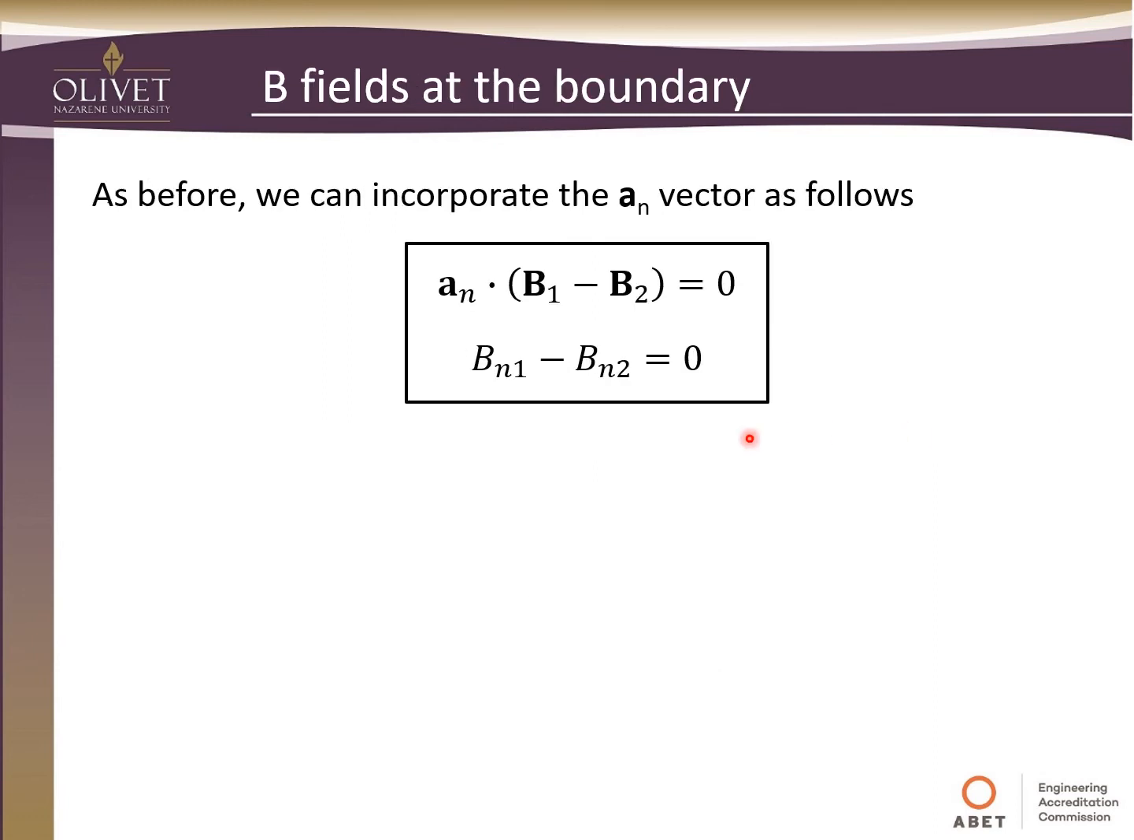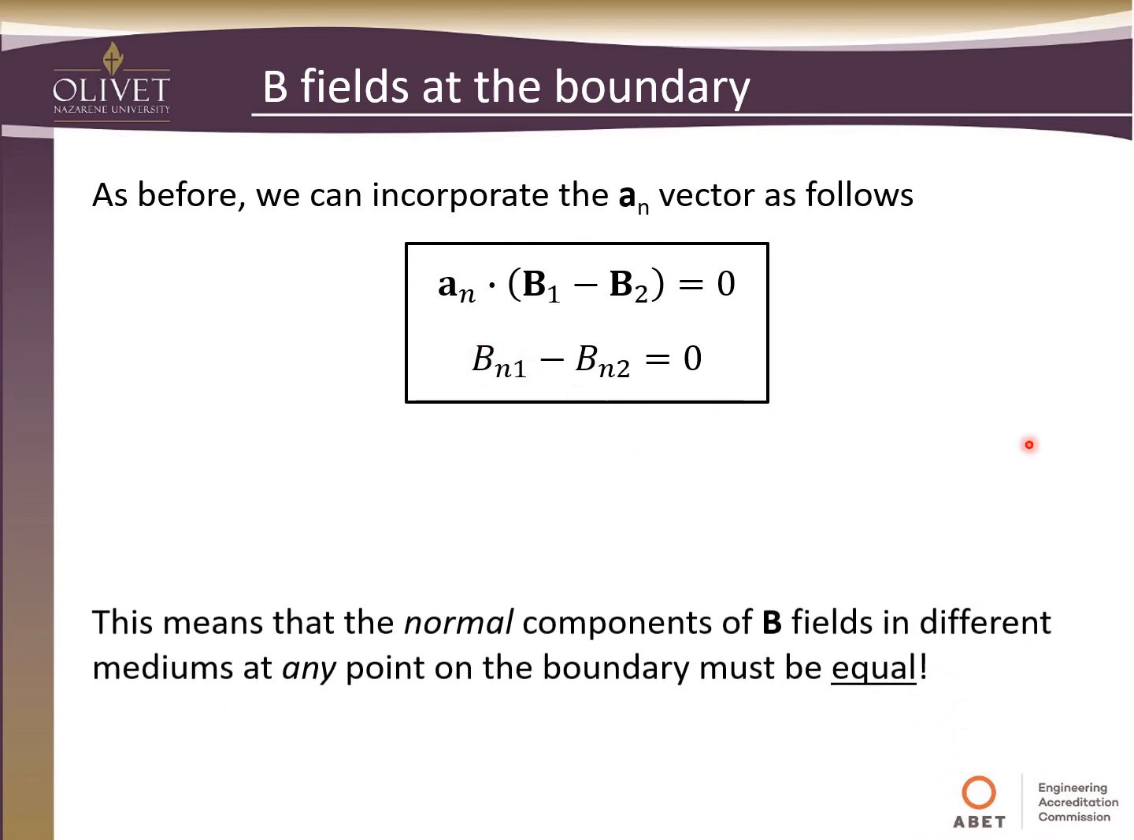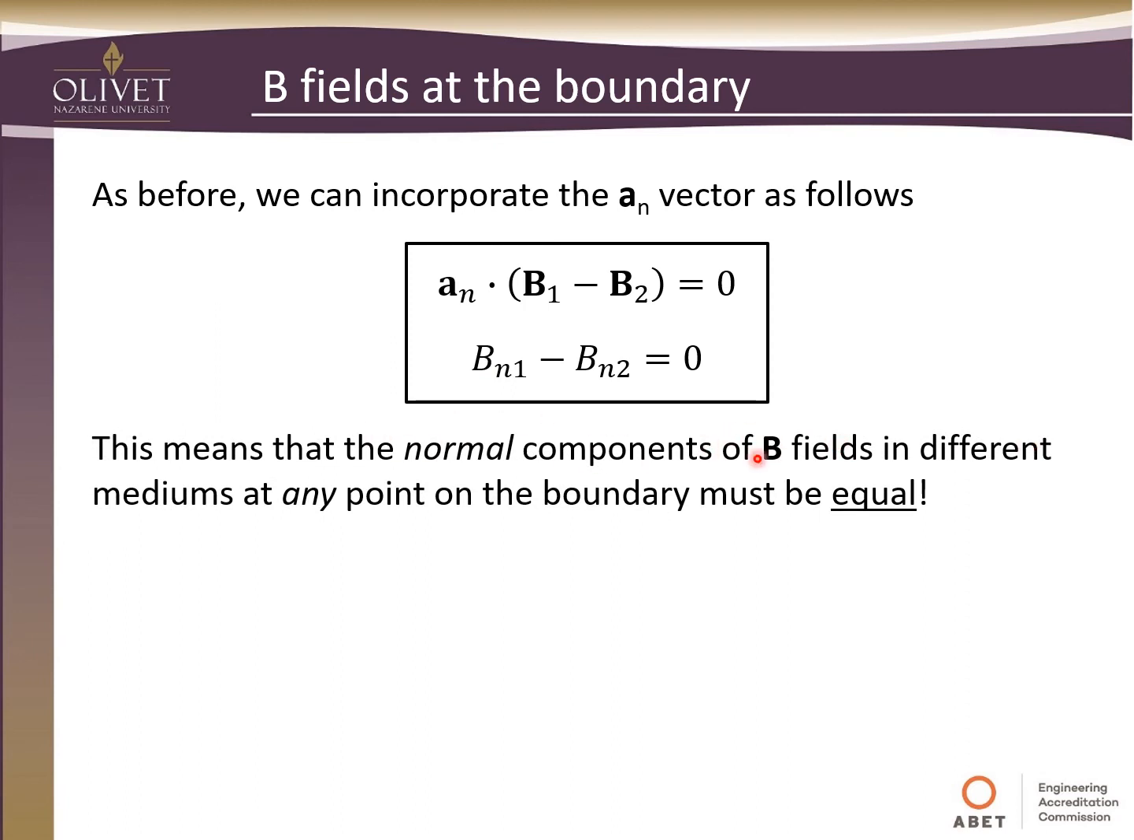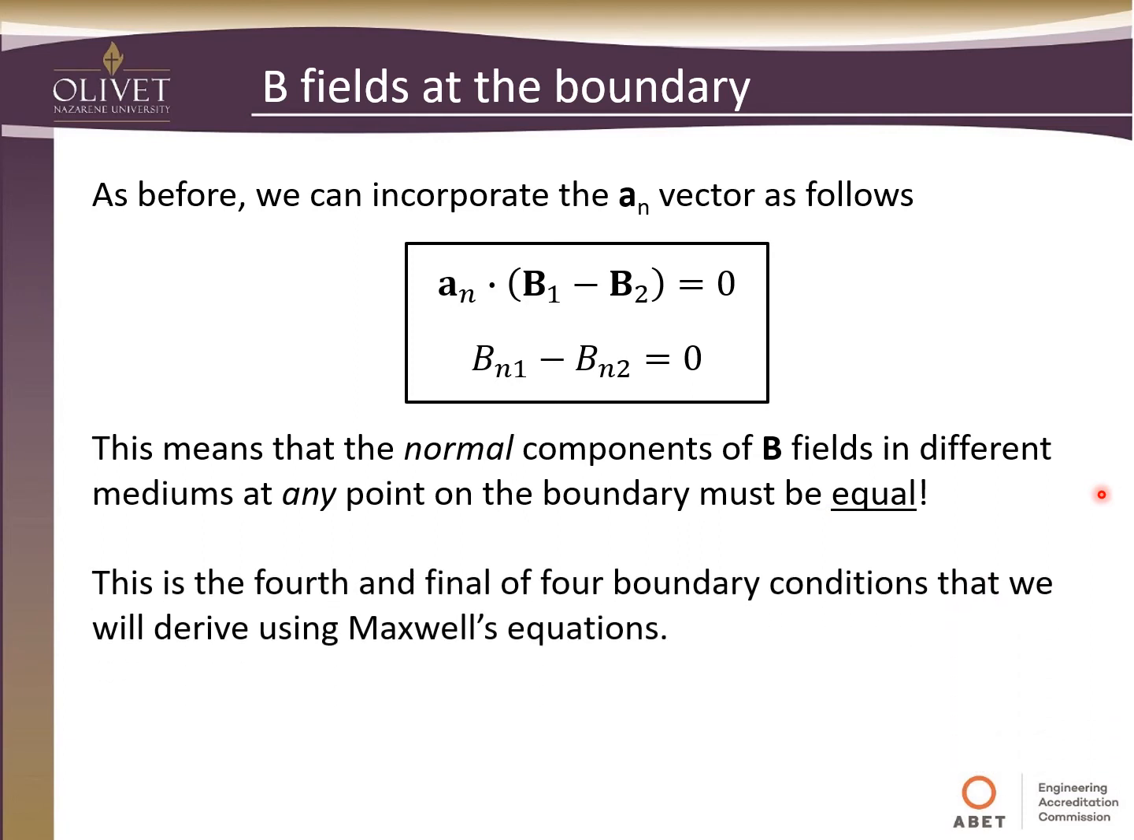As before, we can incorporate this normal vector as follows, and then this gives us this relationship. What this is telling us is that the normal components of our magnetic flux density fields in the different mediums at any point on the boundary have got to be equal. So this is the fourth and final boundary condition that we were able to derive for any boundary using Maxwell's equations.